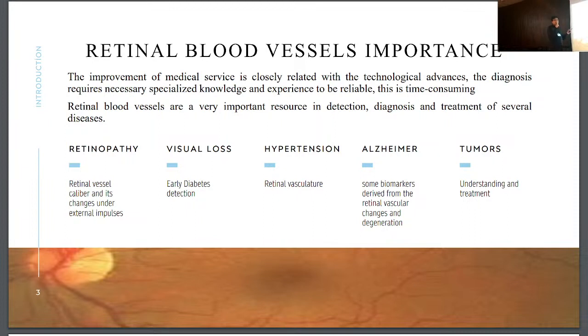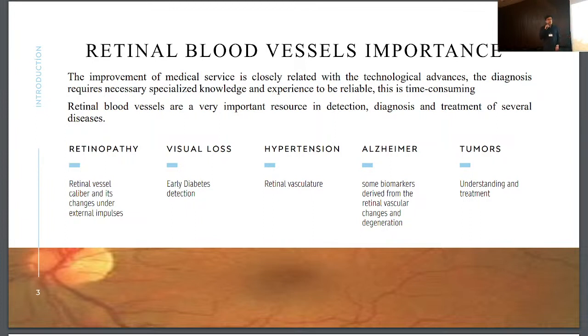Another important thing is the retinal blood vessels. This is incredible, but this has a lot to do with many diseases. For example, retinopathy, that is a kind of diabetes. The caliber of the retinal vessels changes and has to do with the kind of diabetes and with the different treatments that could happen. Also, visual loss is directly related with the different kinds of diabetes. Also hypertension: the different caliber in the retina has to do with hypertension.